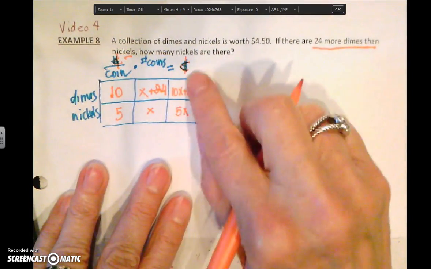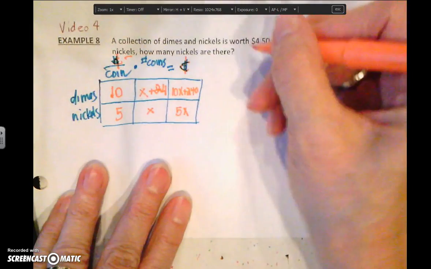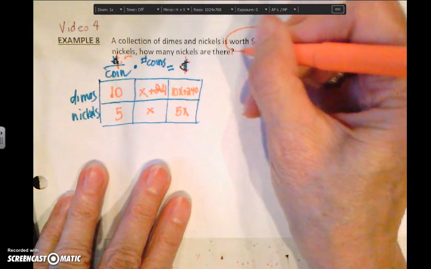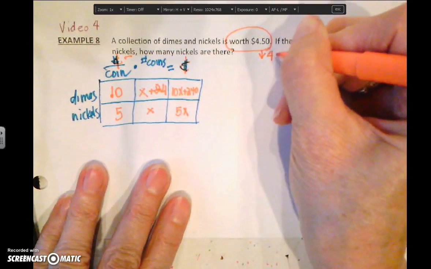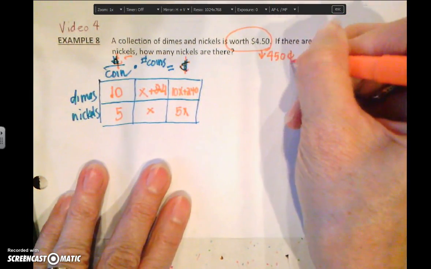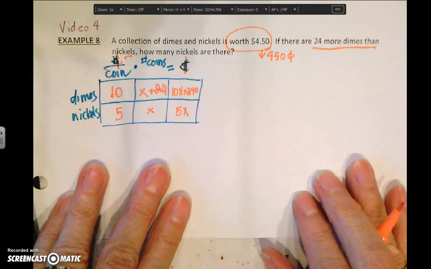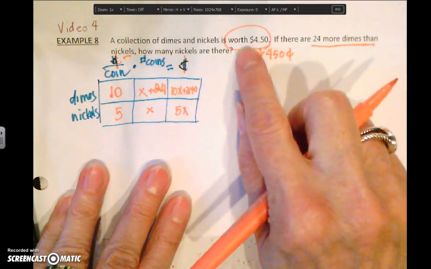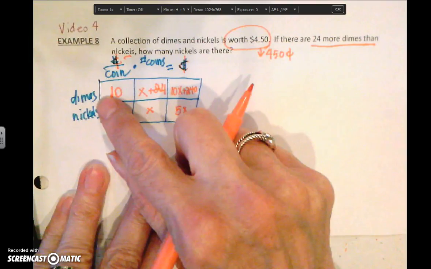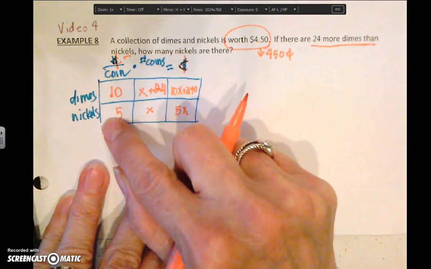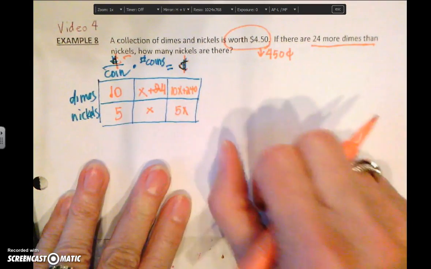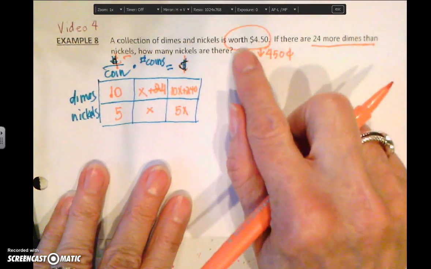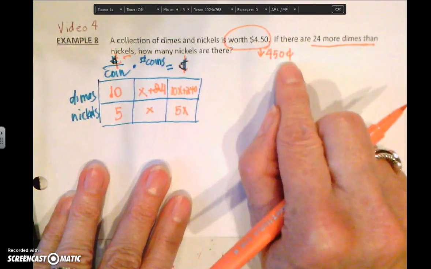All right, so these are our number of cents, and we know that there is a total of $4.50, which would be 450 cents. I'm going to put it like that. If you use the $4.50, you need to use a 0.10 and a 0.05 right here, and decimals are going to make it just a little bit harder. All right, so we know it's going to total up to $4.50.